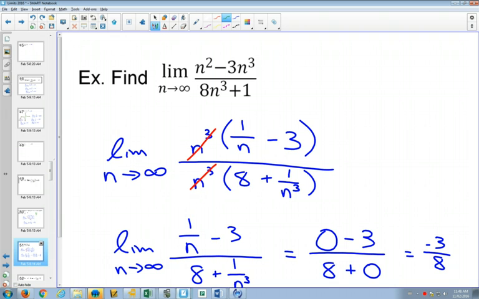So on a test, if you just said, well, the biggest power is n cubed, so I can see that this is -3/8, I'll be okay with that. And you just write down the answer. Of course, if you write it down wrong, then you'll lose all the marks. So this would be how you would show your work to get through it.